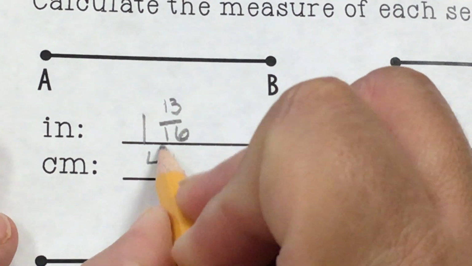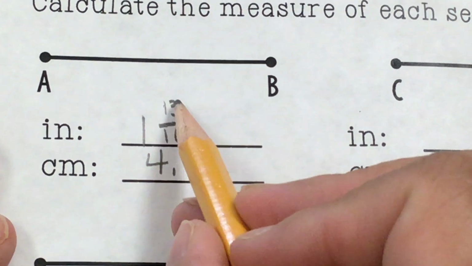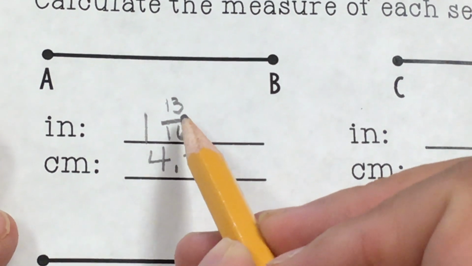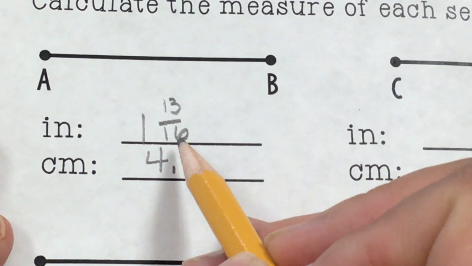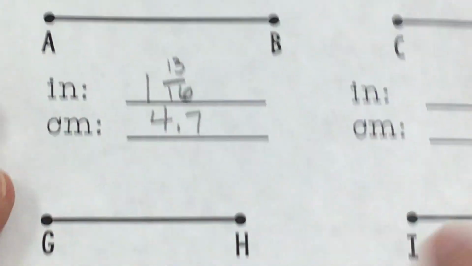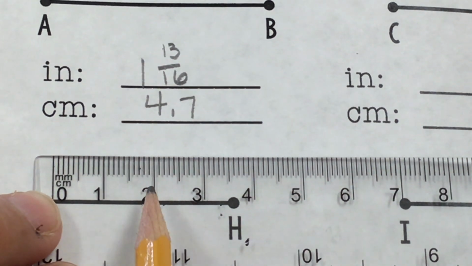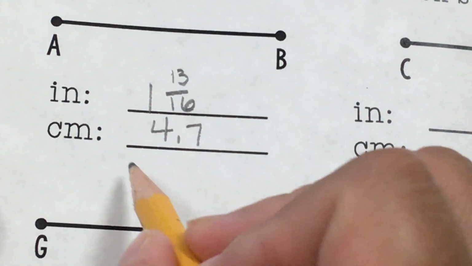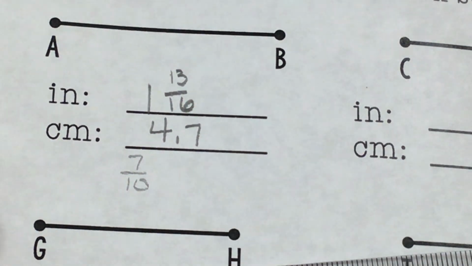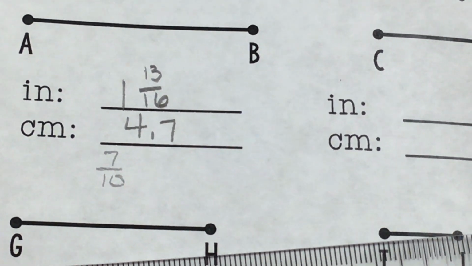So we have 4.7. Why is this one in decimal and this one in fraction? We can write this one in fraction if we wanted to, but saying the decimal for 13/16 is not easy. How did we get this 0.7? Well, there are 10 little marks between each centimeter. So if we go to 7, it would be 7/10, which is the 0.7. If you can reduce a fraction, you always try to do so.